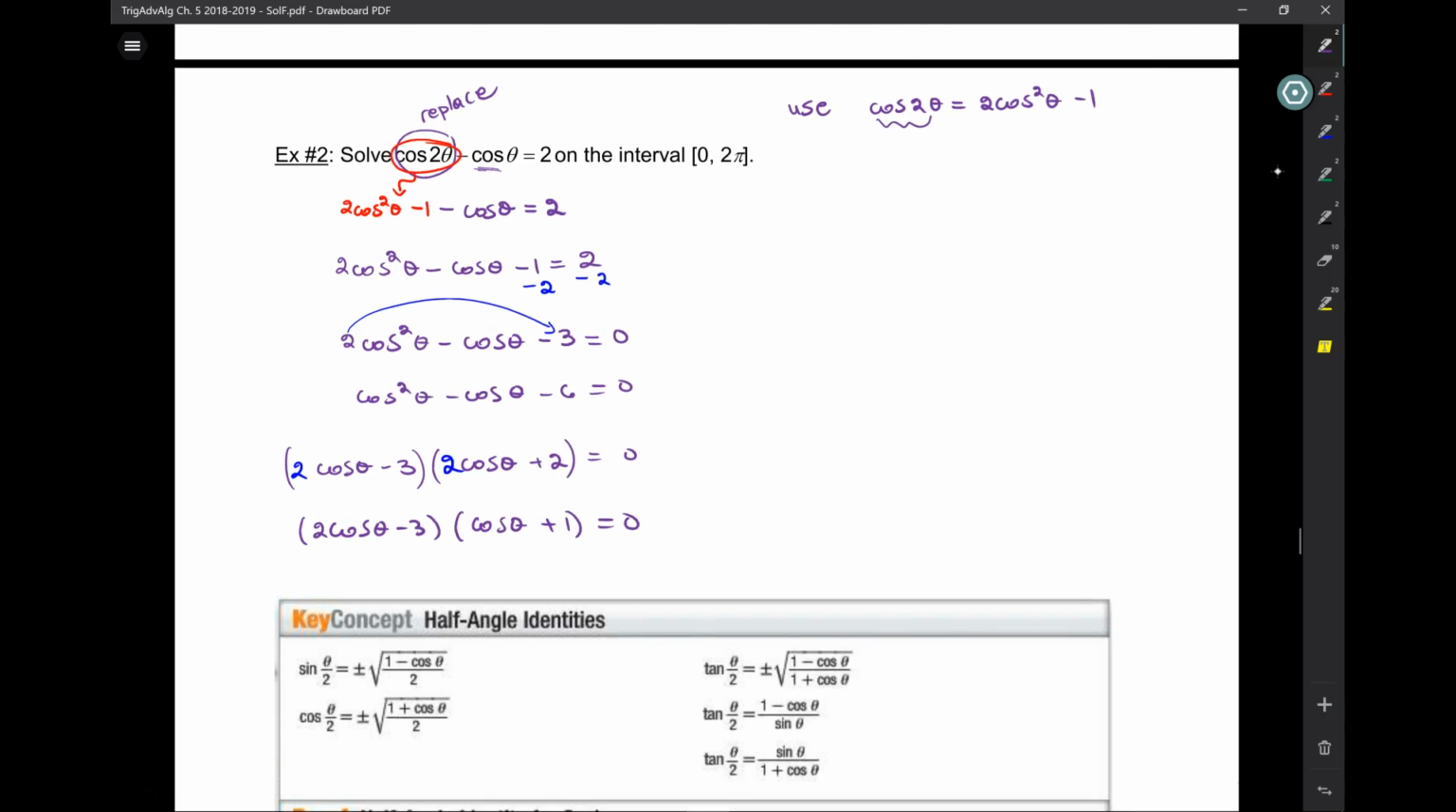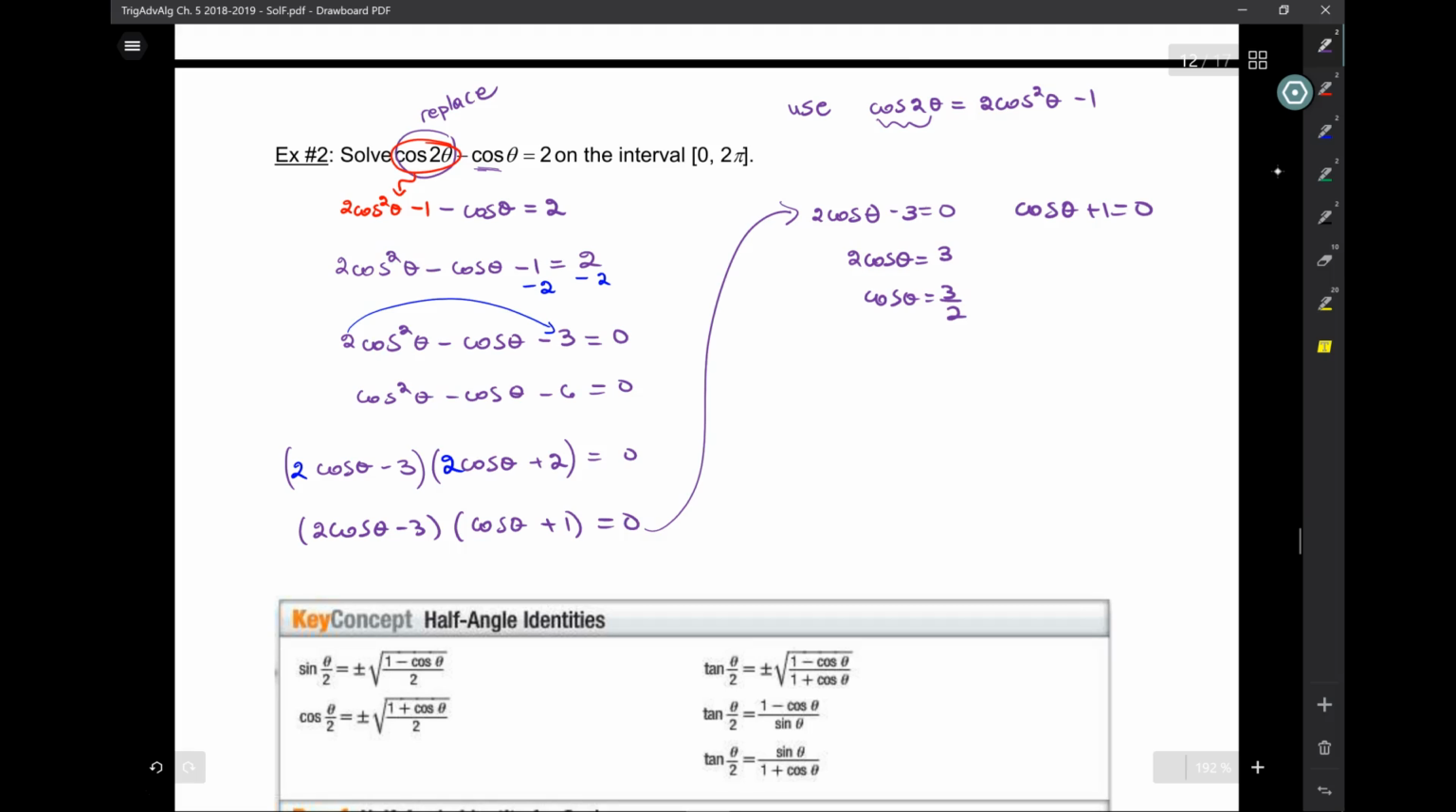Okay, now look, something times something else equals 0. I can totally set each one of those equal to 0. Oh, hang on, let me do it this way. 2 cosine theta minus 3 equals 0. Cosine theta plus 1 equals 0. 2 cosine theta equals 3. Cosine theta equals 3 over 2.